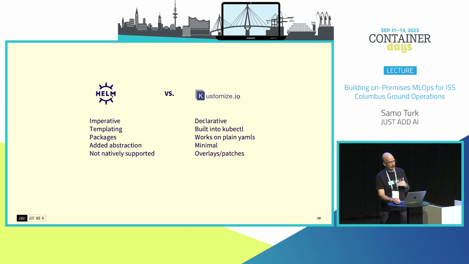Kustomize, on the other hand, is declarative. It's built into kubectl, works on plain YAMLs, and it's really minimal. The way you modify stuff there is with overlays and patches. So in the end, after some experimentation, we decided to just go with Kustomize, because very soon we also realized that for some of the stuff we would have to prepare our own Helm charts, since we needed more customization than what was available out of the box for some Helm packages.